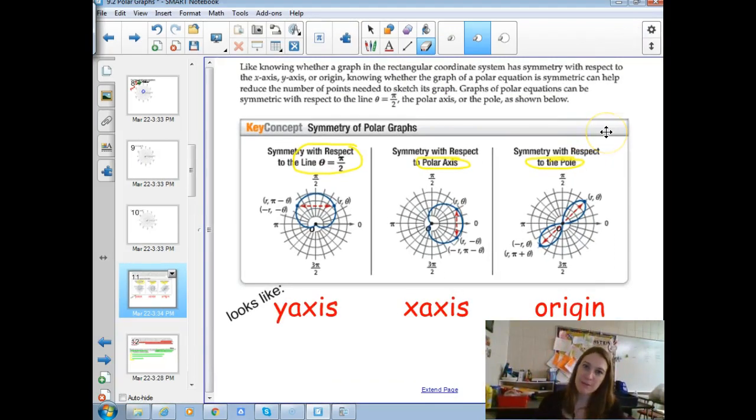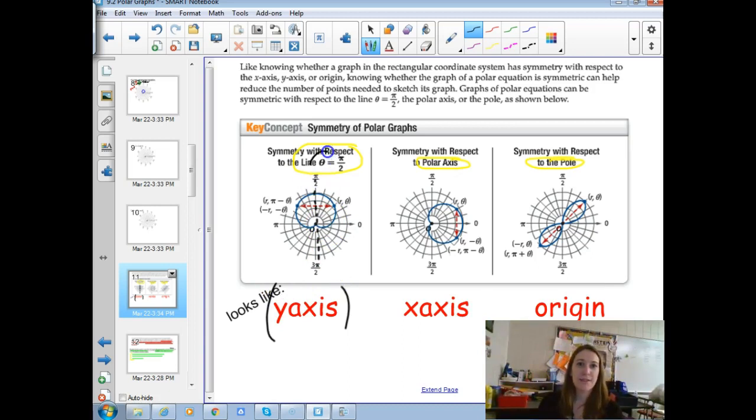We do need to talk about symmetry. So if you have a graph that has what we used to call y-axis symmetry, remember there's no x or y-axis anymore. So this axis right here is known as theta equals pi over 2.